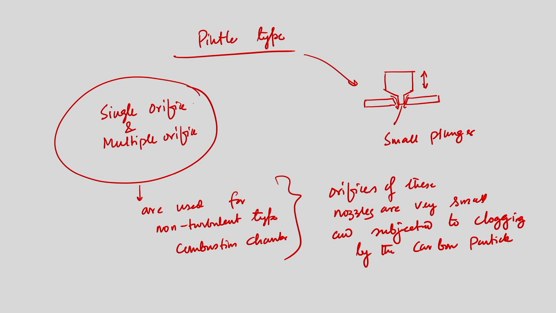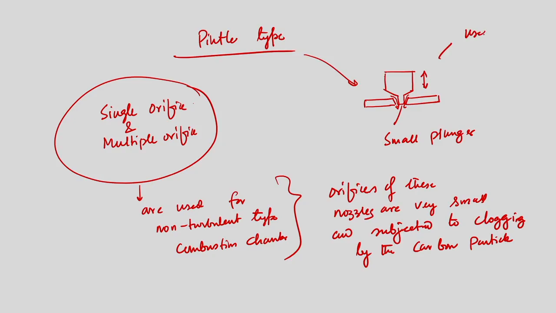Because of this clogging, what will happen? The nozzle will start malfunctioning after a certain period of its use. It may either malfunction or it may completely stop functioning. Now, the question is, the pintle type nozzle, what you can see from the schematic, the movement of the plunger, maybe we cannot prevent the deposition of the carbon particle. But the movement of the plunger will try to clear the deposition that is there. So, from that perspective, pintle type nozzle is advantageous.